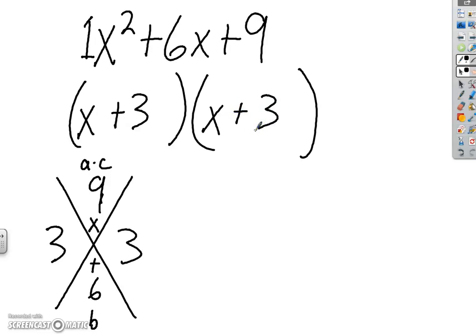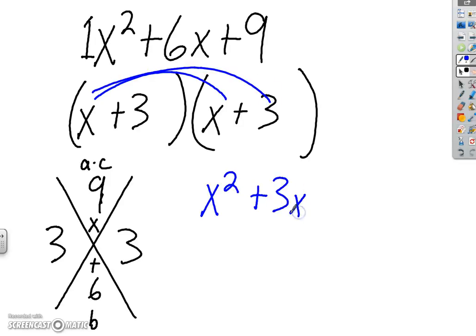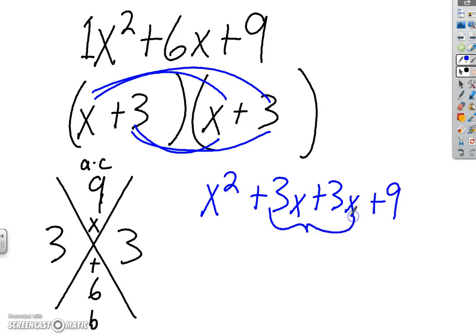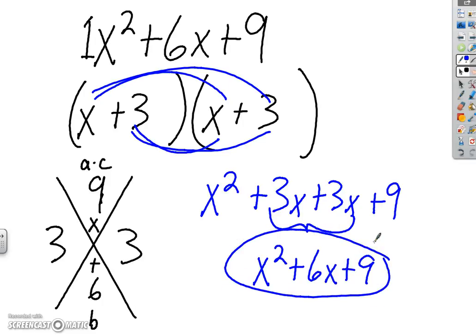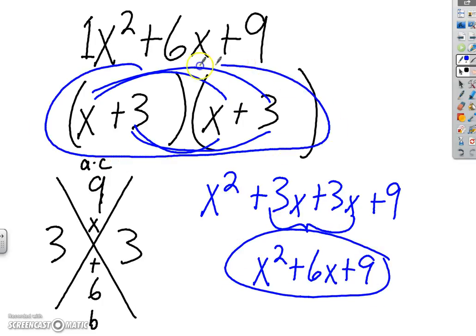When we want to check this one, we simply go back and distribute again. x times x is x squared, x times 3 is 3x, then multiply the 3 by x, so 3x, and 3 times 3 is 9. Combine like terms and we get back to x squared plus 6x plus 9. So the factors are x plus 3 and x plus 3. That's where we've been in the past.